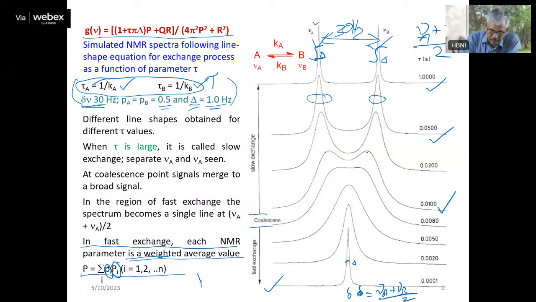This delta position will be nu A plus nu B by 2 because PA is equal to PB. But if PA is not equal to PB, then you may not see the peak exactly at the center; it will be slightly to one side. We'll see one such example.